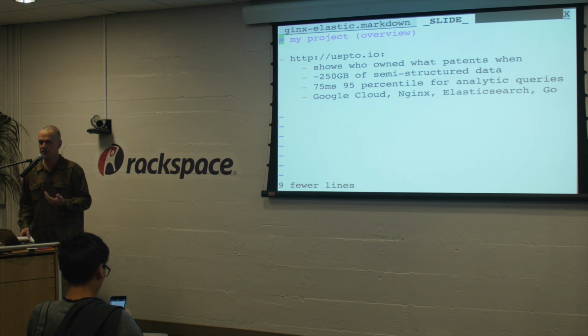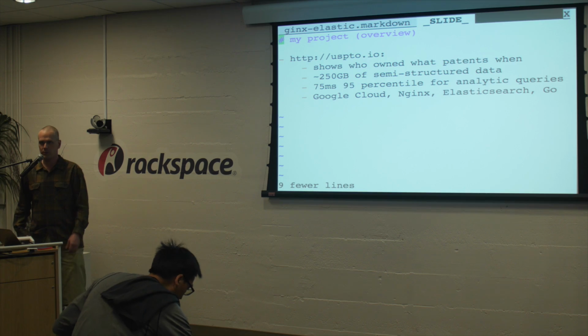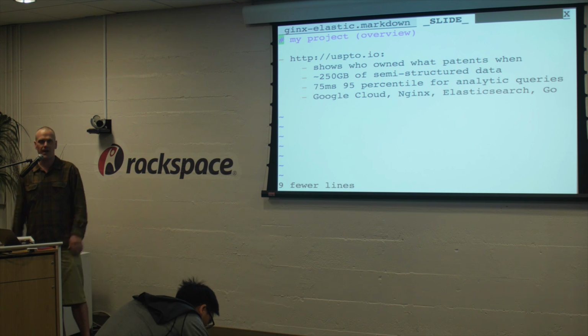So the overview of my project: this is my hobby project that I always use to show the various techniques. It's basically a service that shows who owned what patents when. It's an API that's supposed to be machine readable, but also has a GUI on top of it. So it will tell you all the patents that Apple owned in the first quarter of 2014, or show me who owns all the patents pertaining to mobile technology right now. Things like this. I'm trying to run it on the cheap, but keep pretty rigorous SLAs.